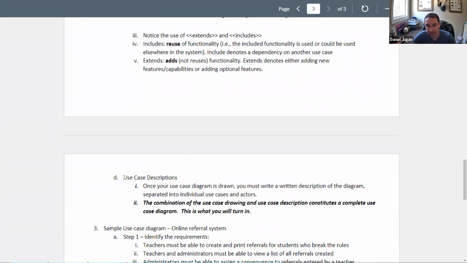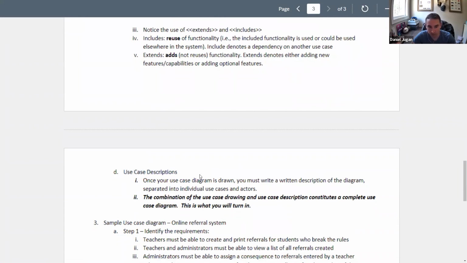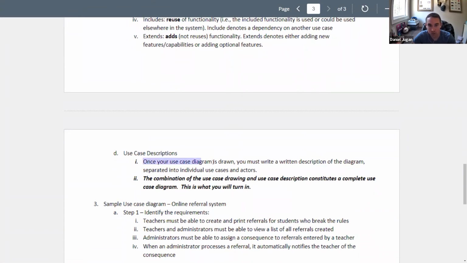So this is a use case diagram, but there's also one other component that a use case diagram needs, and those are descriptions. Once your use case diagram is drawn, so once you have the actors drawn, once you have the use cases drawn, and once you have the interactions, which is the lines connecting them, drawn, the final thing to do is to write a written description of the diagram. And you separate it into individual use cases and actors.